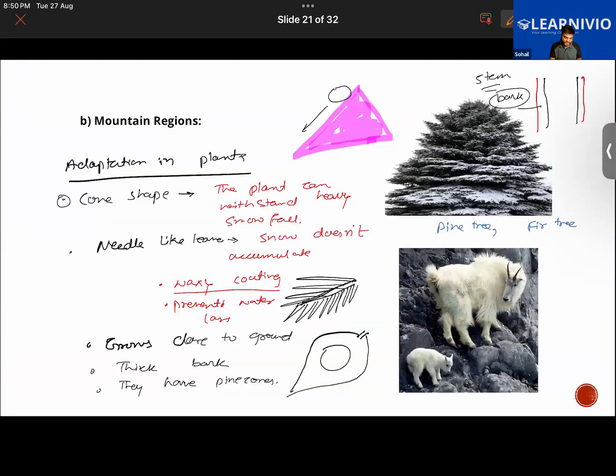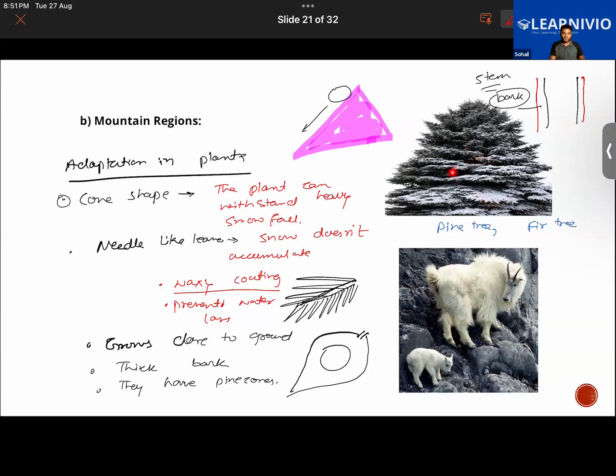That is something which we learned in the previous class as we were learning about the mountainous regions. Basically an area on earth that has lots of mountains in it is called a mountainous region. There we have seen that the plants have a cone shaped structure like this, as you can see over here, like the pine tree or the fir tree, also called the Christmas tree.